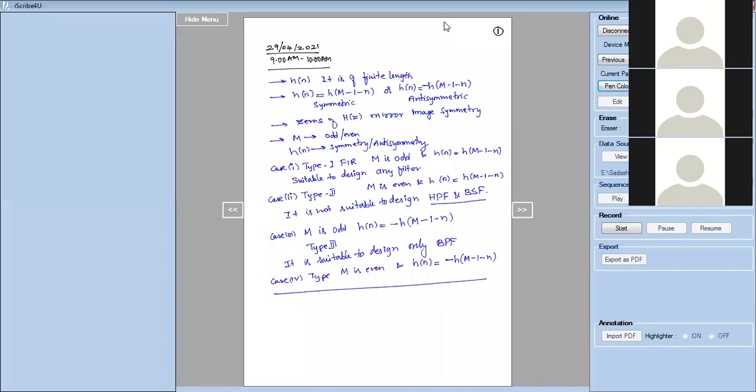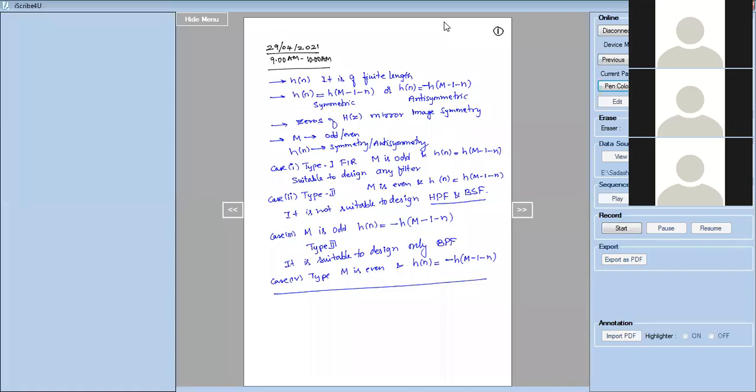Okay. So the fourth one, I'm not telling why it is suitable or for which filter I should not use that. That is left to you people. You just think over it and do it. Why filter 1 is suitable for designing any filter, I will not tell you, but I will consider type 2.